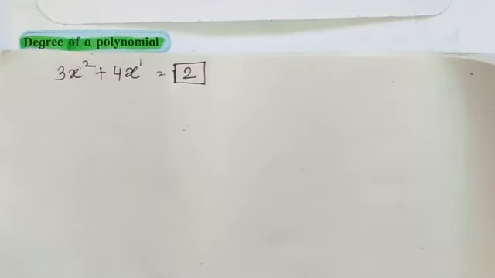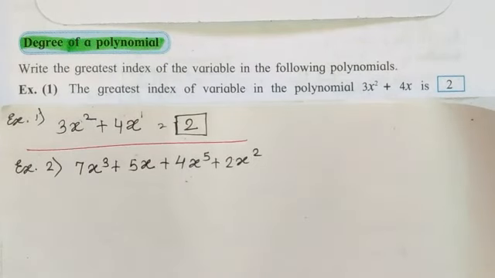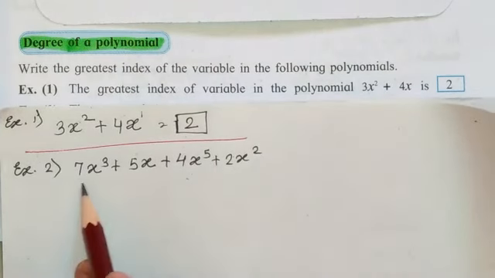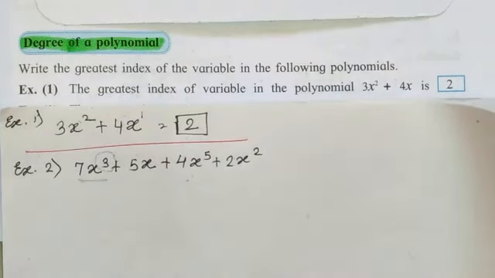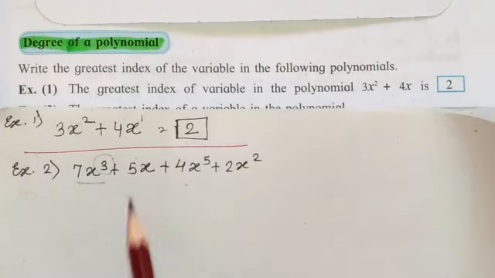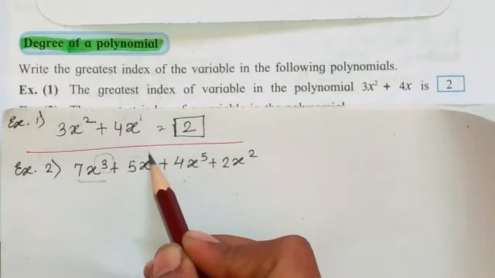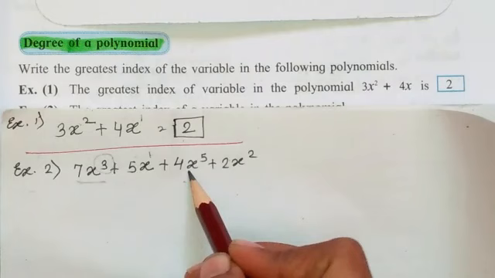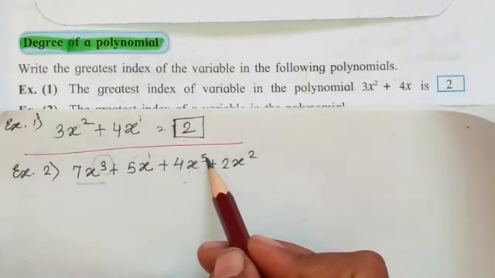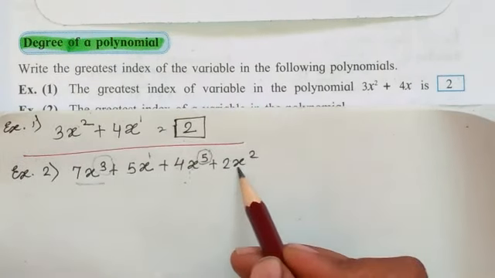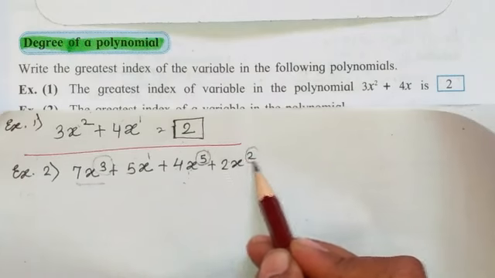Let's take one more example. Now students, let's observe the second example, which is 7x raised to 3 plus 5x plus 4x raised to 5 plus 2x square. Here in the first term, 3 is the index. In the same way, this 5x is not having any index number. So number is not given, it means it will be 1. In the next term, 4x raised to 5. So this 5 is the index of this variable, and here this x is having 2 as an index number.